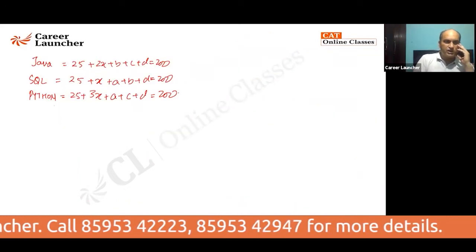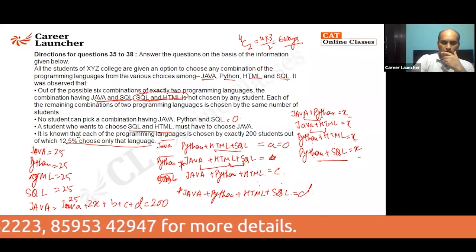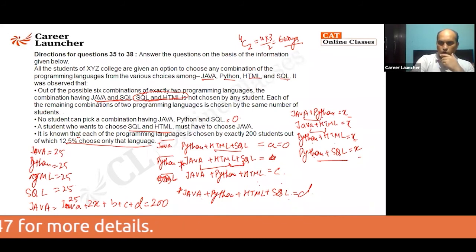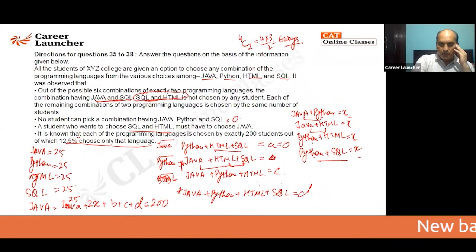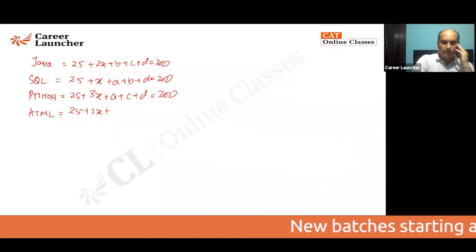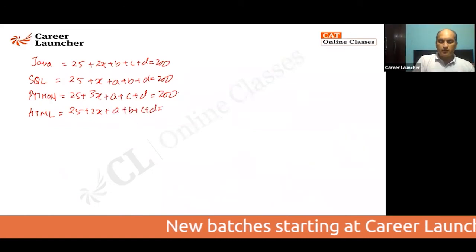And the last one is HTML. HTML is 25. In that X1, it is 2x. 25 plus 2x. Then HTML is also going with A, B, C, and D. All of them are coming there. A plus B plus C plus D. That is coming out to be 200.